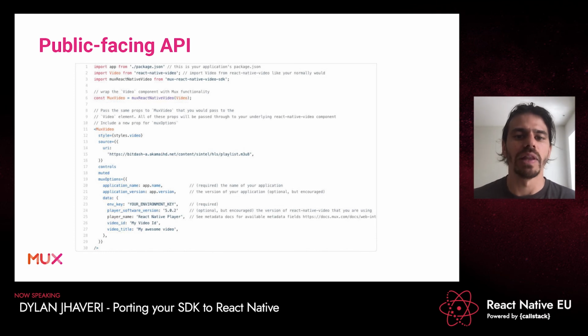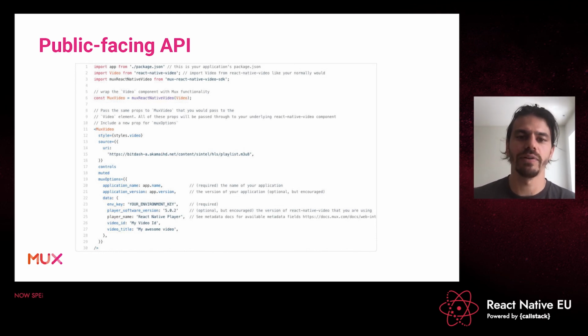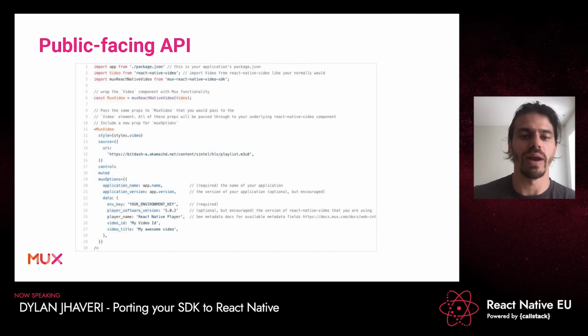You can see right here, line 2, import Video from React Native Video. If you were not using this Mux wrapper, you would just use that video element down on line 11. But then on line 3, we import the Mux React Native Video library. And on line 6, that's a function, so we pass that video component into the function, and that returns a new function component that we're here calling MuxVideo. So now that MuxVideo component is going to behave just like the video component you're used to from React Native Video, but it just has some extra options for Mux metadata, and it's going to be doing some monitoring and tracking for those performance metrics.